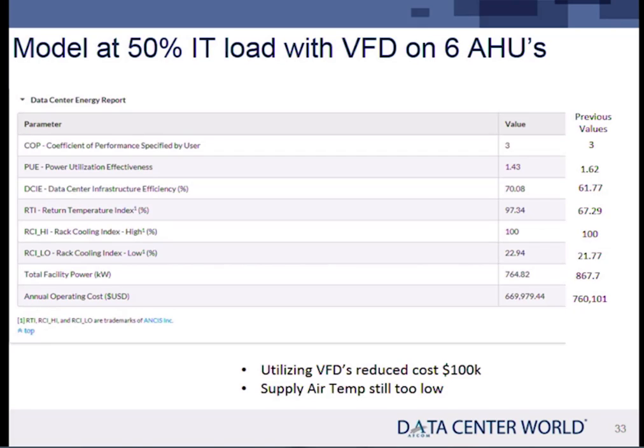So what happens here is my RTI is now 97, much better, closer to 100. Remember, rack inlet is in the numerator, rack requirement is in the denominator, so you want a higher number. 97 now, that's pretty good. RCI high is 100, that's pretty good. RCI low, 22, 23. Yeah, too cold. So now I've got the airflow right, but what do I do about temperature? Can I drive temperature up? Using the VFDs in this case saved $100K a year in operating cost, by the way, assuming a cost of electricity of 10 cents.